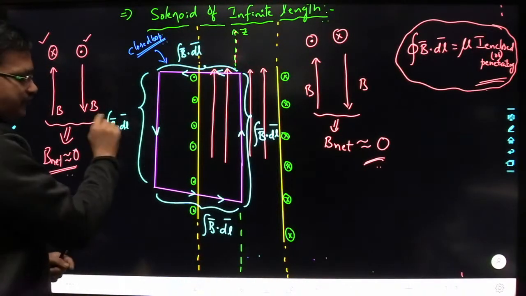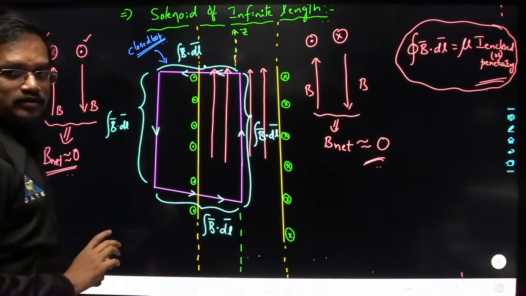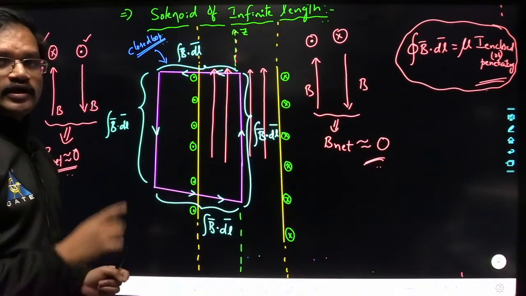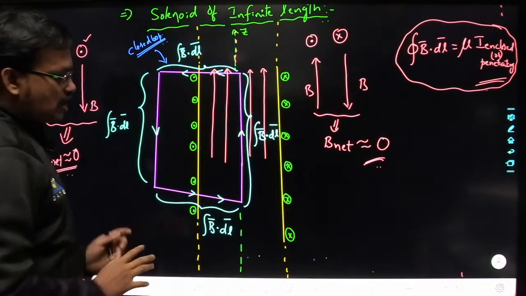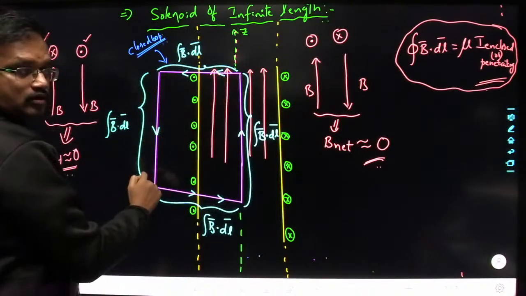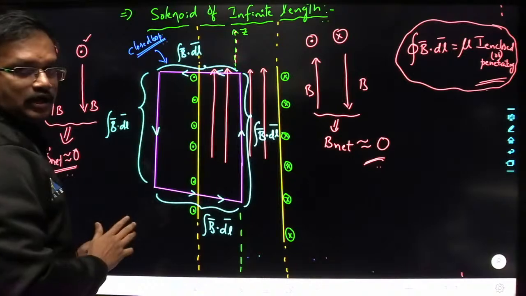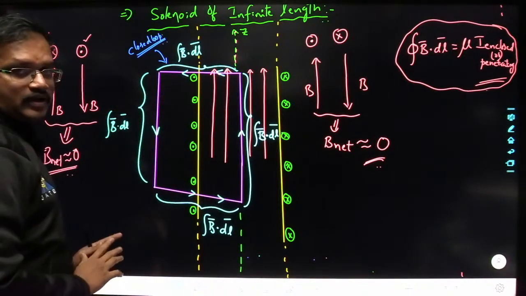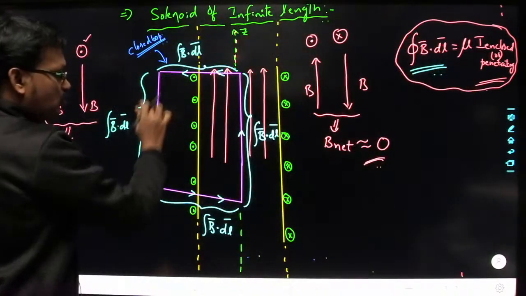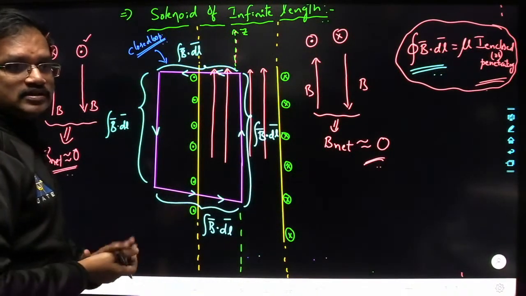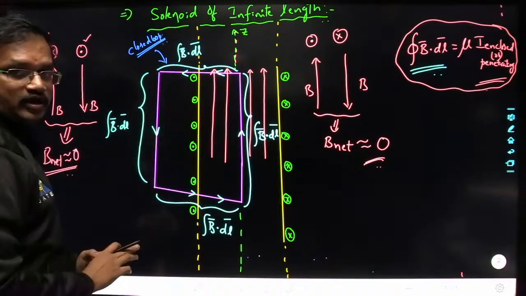Okay, so now if you add up all this here, you are going to get what? You are going to get the circulation of B field around this closed loop. Understood? So I have formed a closed loop here, closed loop or Amperian loop. Now I am trying to determine the circulation of B field around this closed loop. So how to determine the circulation of B field around this closed loop here? What you have to do?